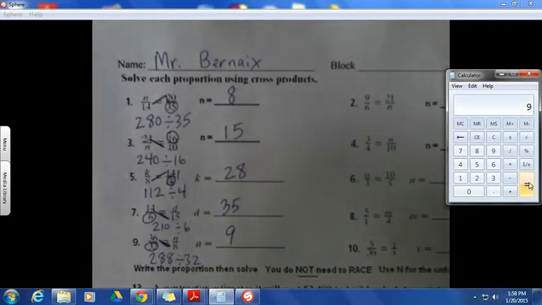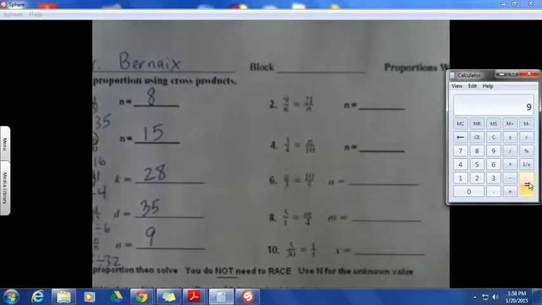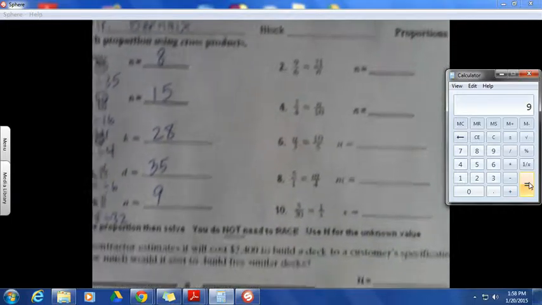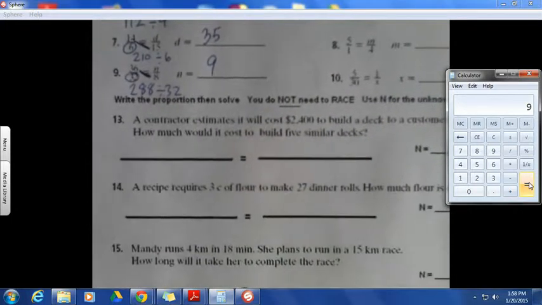Alright, so try the next column by yourself, and in the next video I'll take you through a couple of these word problem examples. Alright, good luck.